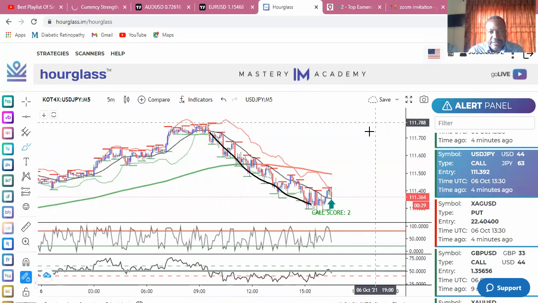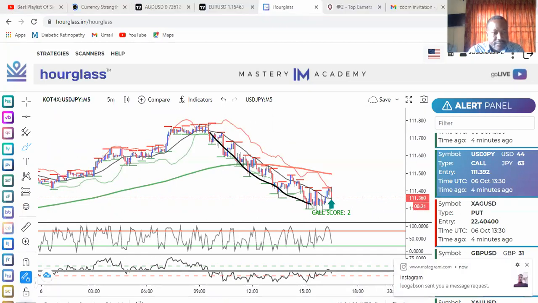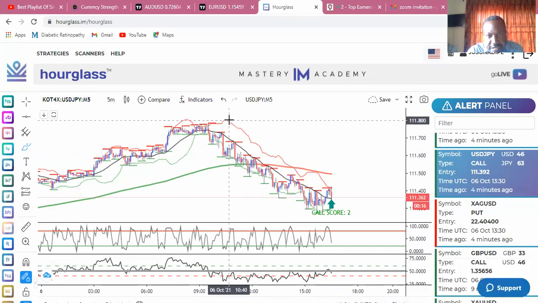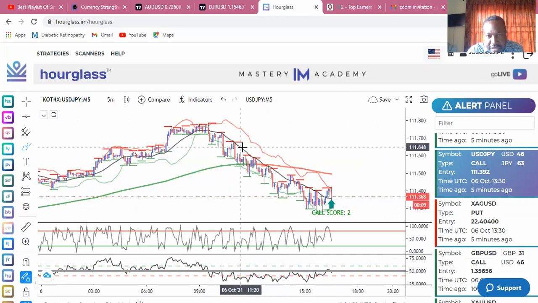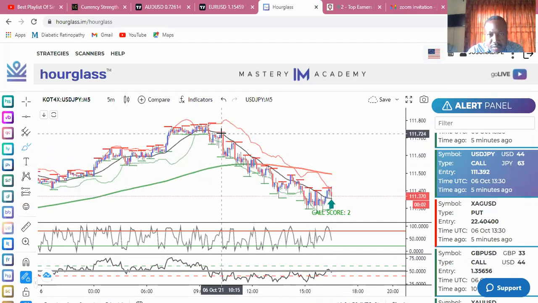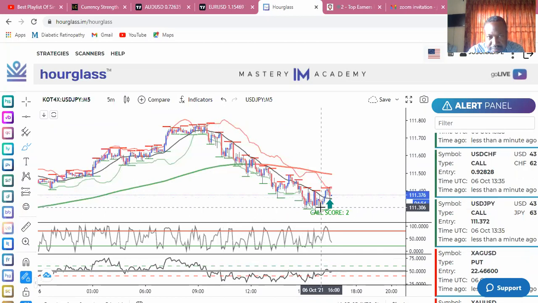So let me take it again. You can see this is the upper Bollinger Band, the red one. This is the lower Bollinger Band, the green one, and the black is the middle Bollinger. So when things are below the black Bollinger Band, it shows that this market is trending downwards.